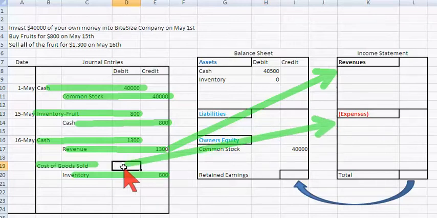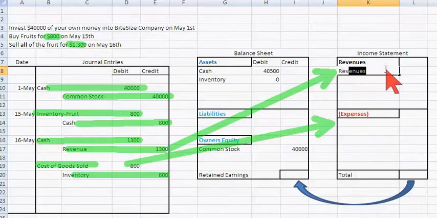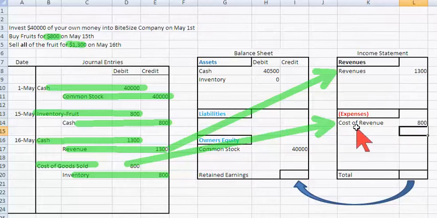Now you see, this should be 800. Now you see, this is the difference between the 1,300 and the 800. We have revenue for 1,300 and cost of revenue 800. This should be cost of revenue or cost of goods sold, same thing. 800, which gives us a total of 500.